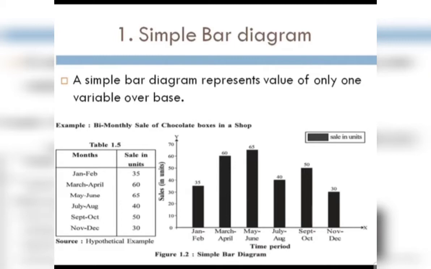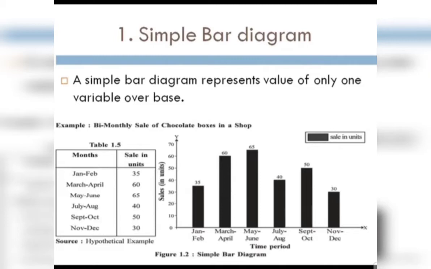Now this is what you can see on your screen, that is the first one, simple bar diagram. A simple bar diagram represents the value of only one variable over the base. X is your base and only one variable is there, then you will draw the simple bar diagram accordingly. So you can see in the table 1.5 the months are given that you will mention on the x-axis and the sale in units are given that you will mention on the y-axis. As shown, that is January, February, you can see the sale in units is 35. So accordingly you will mention that.